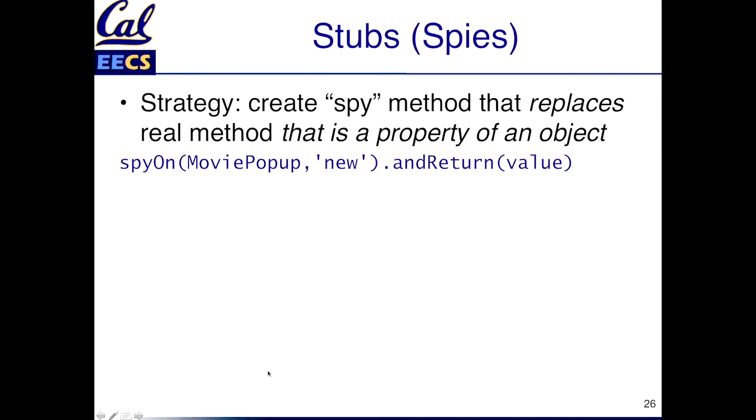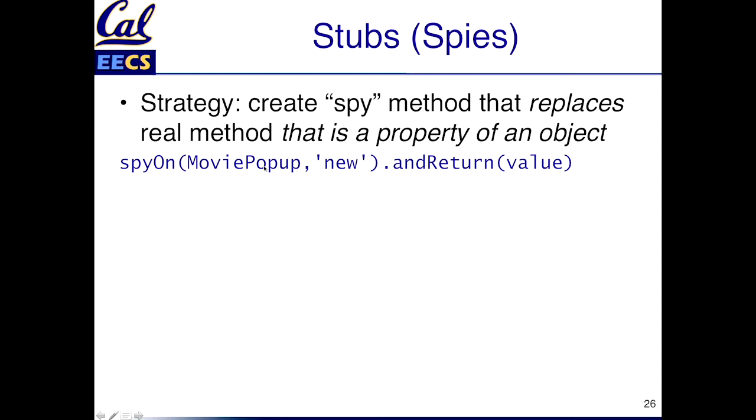Because of the way spies are implemented in the Jasmine framework, you want to spy on a method that is a property of an object. So for example, the movie pop-up object that we created, remember we're following the strategy of create one object that has a bunch of properties that encapsulate your data and your functions. So we would spy on a function called new that is one of the properties of the movie pop-up object.